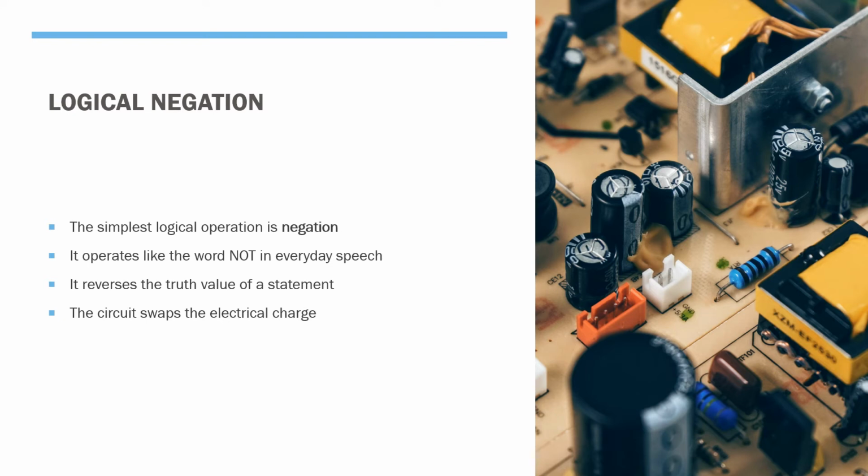The next simplest operation is negation. And negation is similar to the way the word not works in everyday speech. It reverses the meaning of what you're saying. And a NOT circuit works in the same way. It swaps the electrical charge, so it turns an on to an off, or an off to an on. Here's the Boolean expression for A is equivalent to not B. So that symbol there, that stands for not.